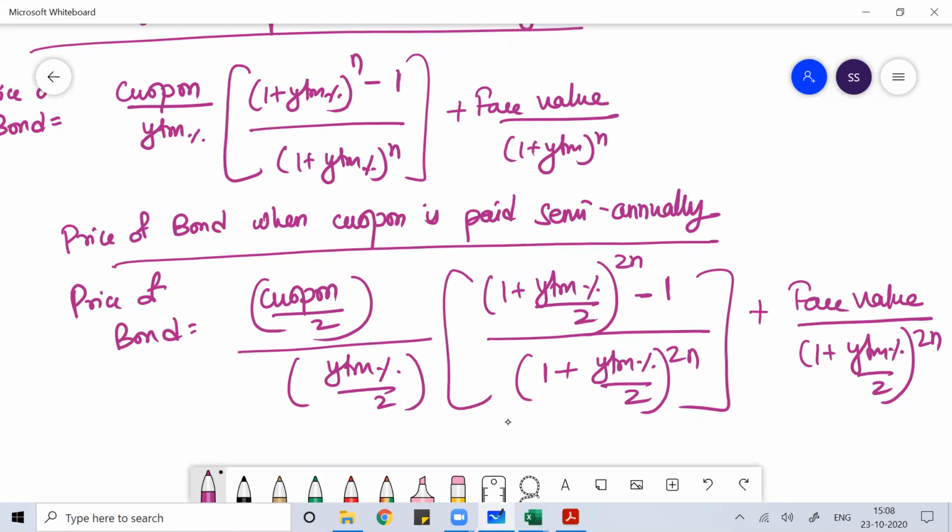Okay. So somewhere in the future we'll do a numerical on this. I'll show you the same thing. I hope that if you get confused, that's why I'll do a numerical on this. Somewhere in the future we'll do that part. But right now I want to teach you the yield till maturity calculation, so I want to focus on that part.